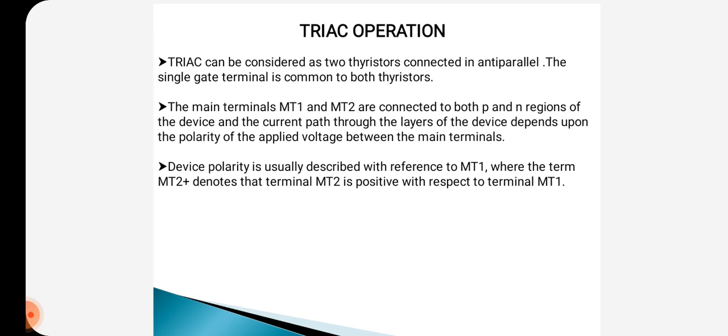The main terminals MT1 and MT2 are connected to both P and N regions of the device, and the current path through the layers of the device depends upon the polarity of the applied voltage between the main terminals. Device polarity is usually described with reference to MT1, where the term MT2 plus denotes that terminal MT2 is positive with respect to terminal MT1.